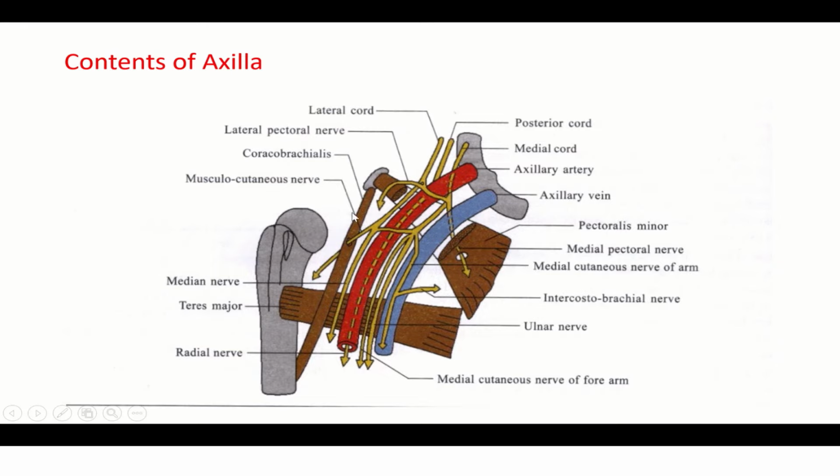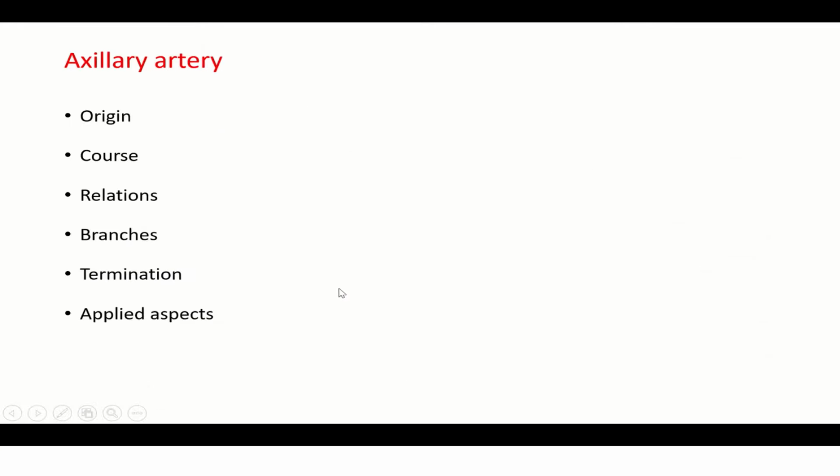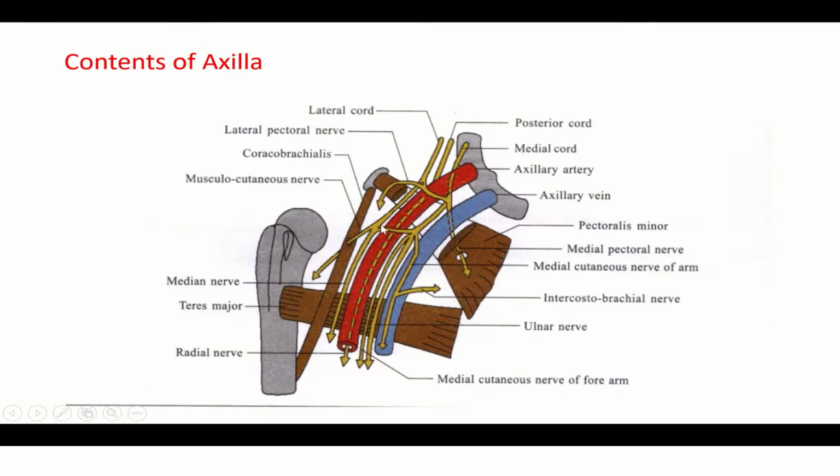Here you can see the three cords of the brachial plexus with their branches. You can observe the medial cutaneous nerve of the forearm, the ulnar nerve, and the medial cutaneous nerve of the arm. You can see the communication from the intercostobrachial nerve. Here you can see the median nerve, which has two roots: this is the lateral root, and this is the medial root. The medial root crosses in front of the third part of the axillary artery.